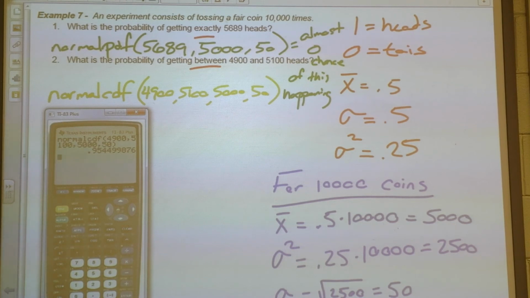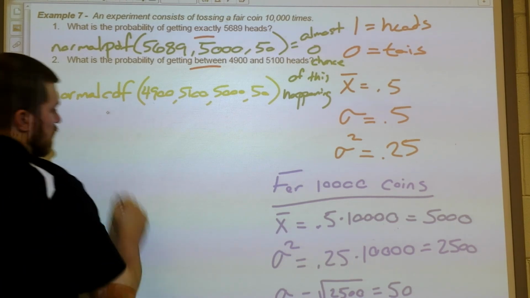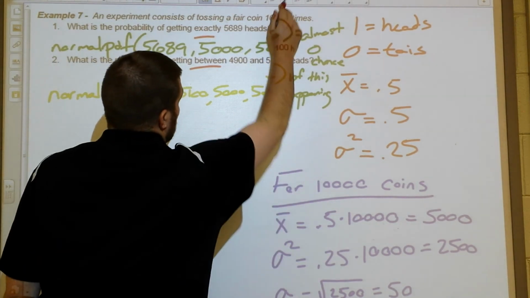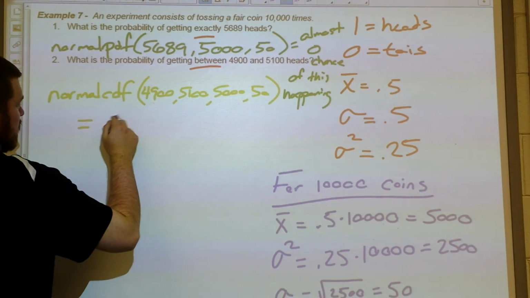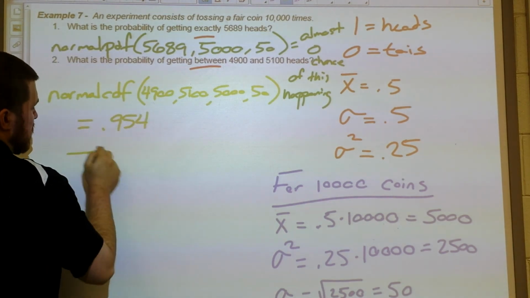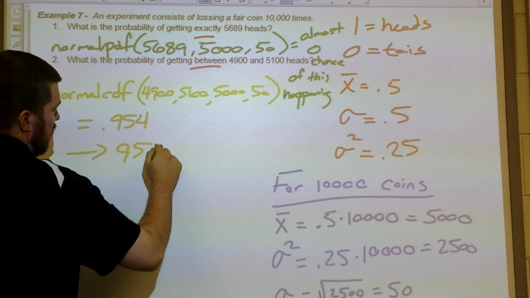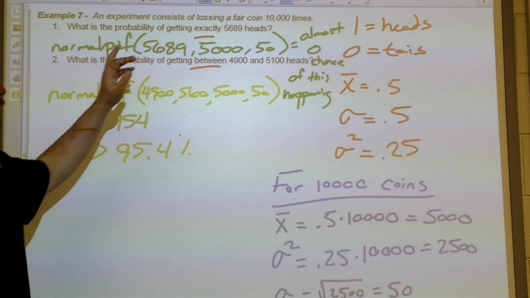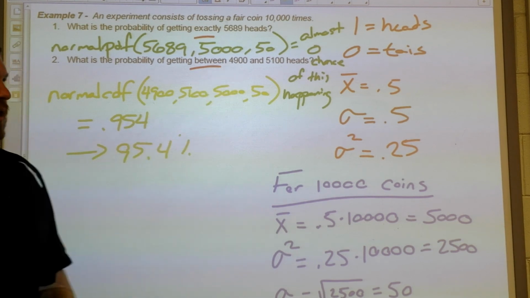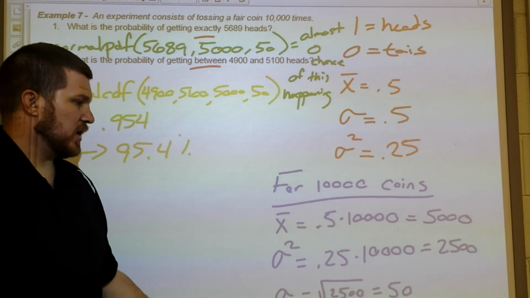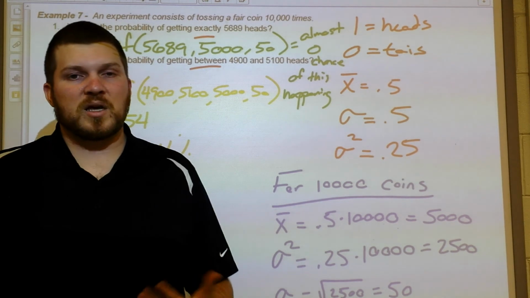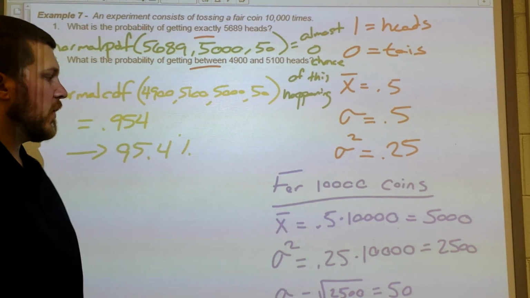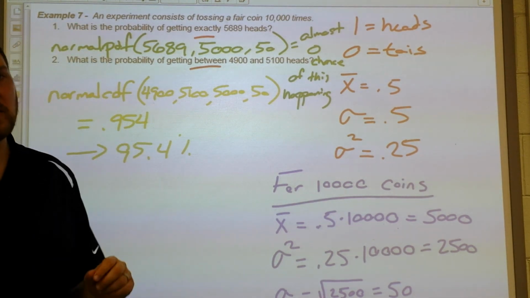And I get 0.954, which means I have about a 95.4% chance of getting between 4,900 and 5,100 heads when I flip a coin 10,000 times. That's it for using normal PDF and normal CDF. Hopefully it made sense to you. If you've got questions, let me know.